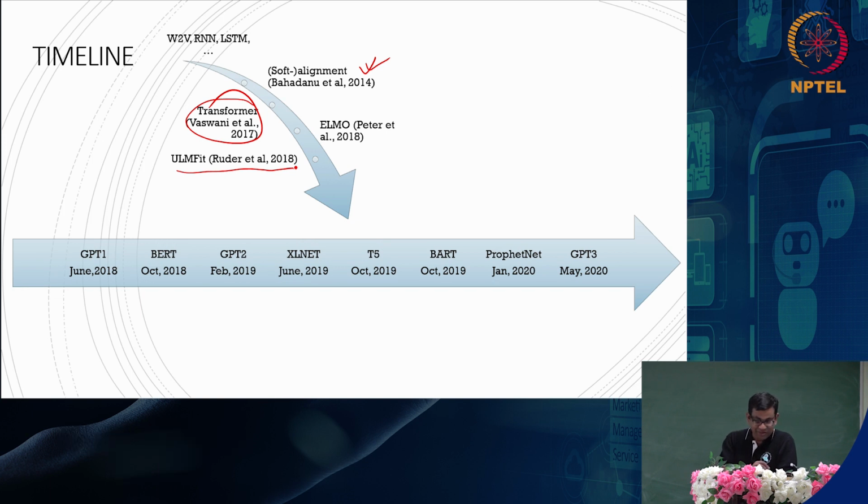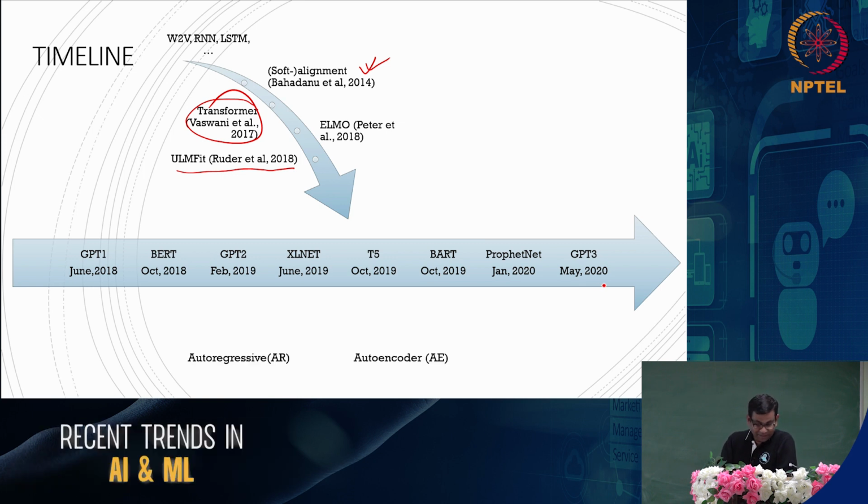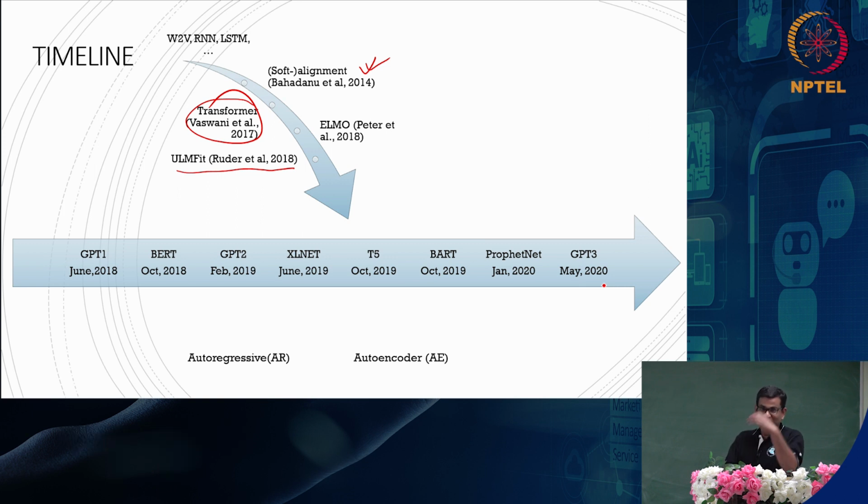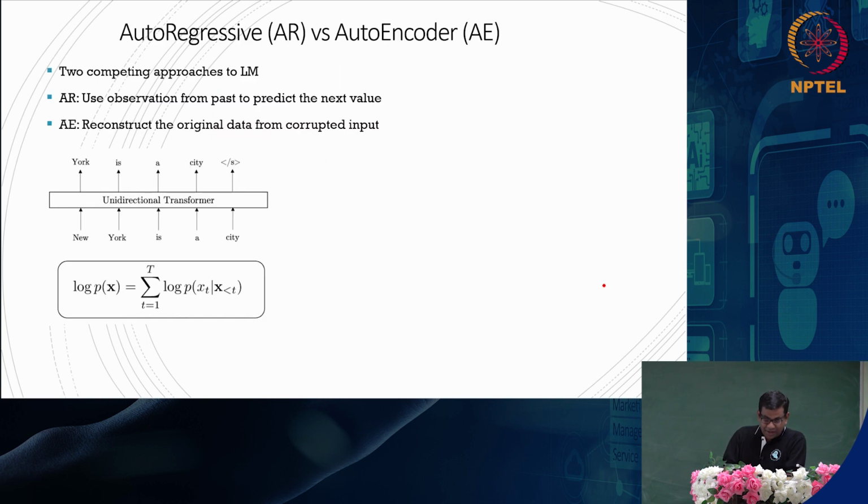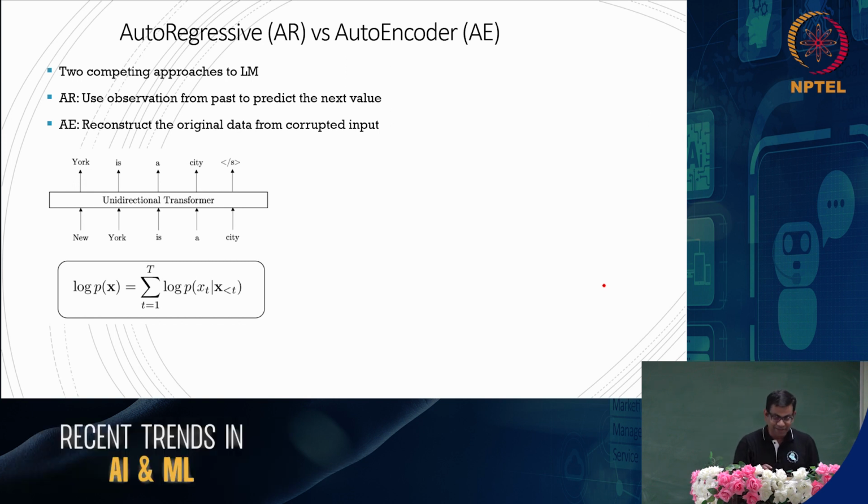Once this Transformer came into the picture, then GPT, BART, and all the models until GPT-3 in May 2020, it all emerged. Now these models have two properties from the learning side. Either they are autoregressive or they are autoencoder. Are you familiar with these terms, autoregressive and autoencoder? Okay, so this is very easy, there is nothing hard here. These are the two primary approaches, out of which one is used.